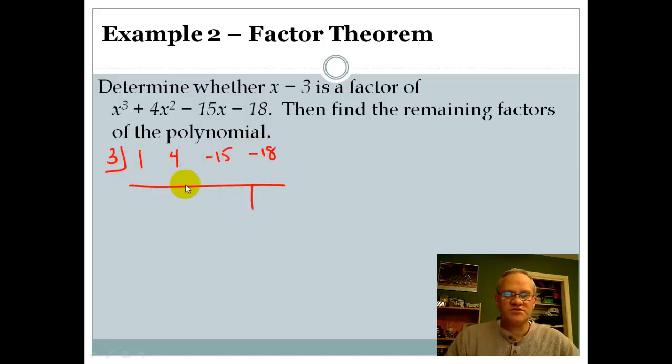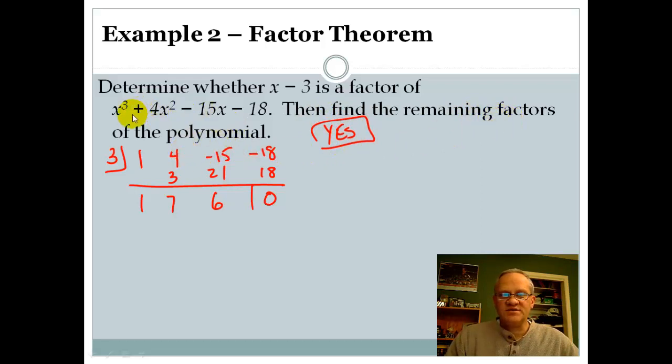Okay, now remember, if this works out to be a 0 remainder, then we know x minus 3 is a factor. Okay, so let's do this here. 1 comes down. 1 times 3 is 3. We add them, 7. 7 times 3 is 21. Add them, 6. 6 times 3 is 18. Yay, look at that. 0 for a remainder. So what this means is that x minus 3 is a factor. So I guess we could say, yes, x minus 3 is a factor. Now, how do we find the remaining factors?